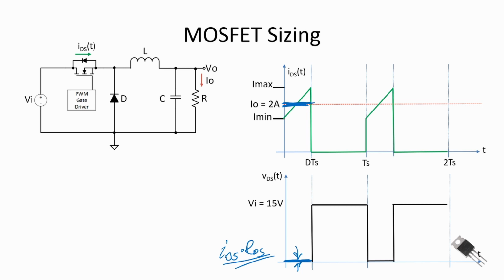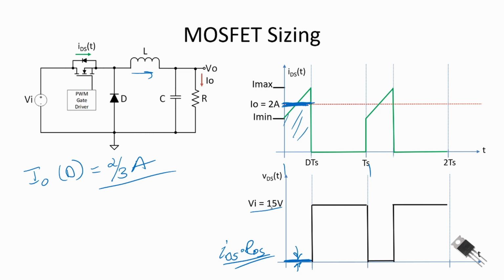It's our average value through the inductor. But the average value that the MOSFET will have is going to be I/O times D. Again, if we average this over the total switching period, we would get I/O times D, and that is equal to, for this example, 2/3 of an amp, or 0.67 amps.